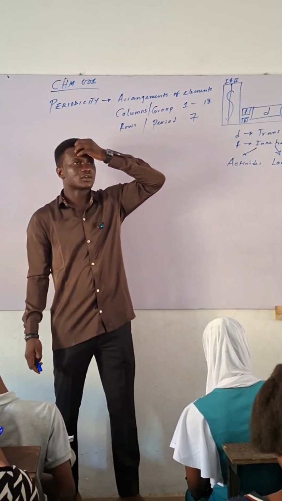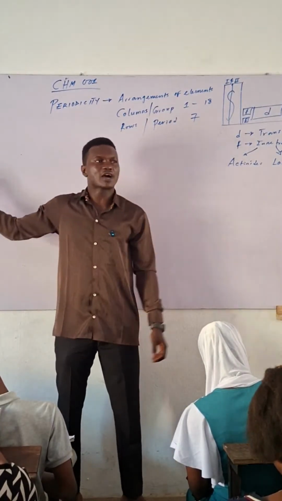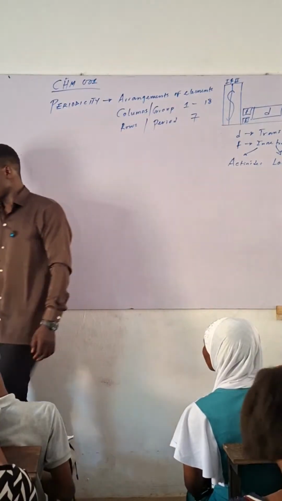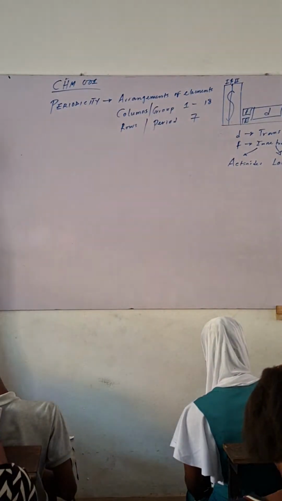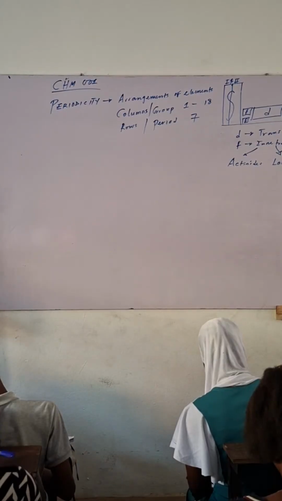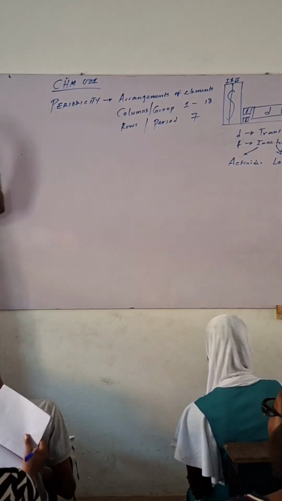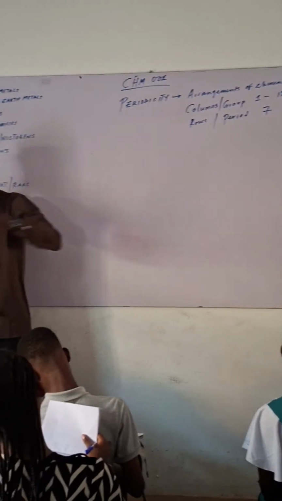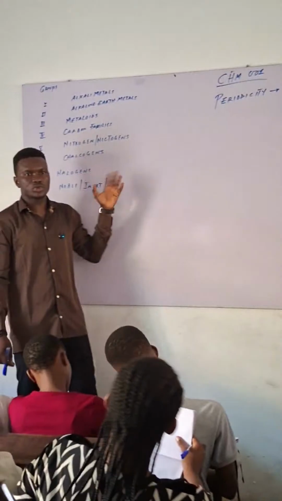Group 6 are called chalcogens, from the word charcoal. So, can we move on? Now, we are just talking about the arrangement of the elements on the periodic table. And each group has its own name. So, these are the names we usually call them.